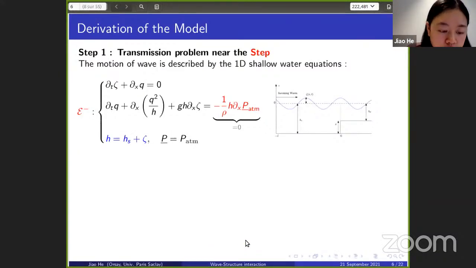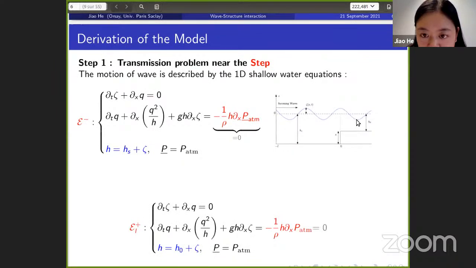Now I'm going to introduce how to derive the model. Let us first consider the transmission problem near the step. Near the step, we consider the exterior domain before the step and the exterior domain after the step. As the motion of the wave is described by the one-dimensional shallow water equations, as I said before, in the exterior domain before the step, the surface pressure is supposed to be the atmosphere pressure, so the term in the right-hand side will disappear. And in the domain after the step, the pressure is also the atmosphere pressure, so this term will disappear too.